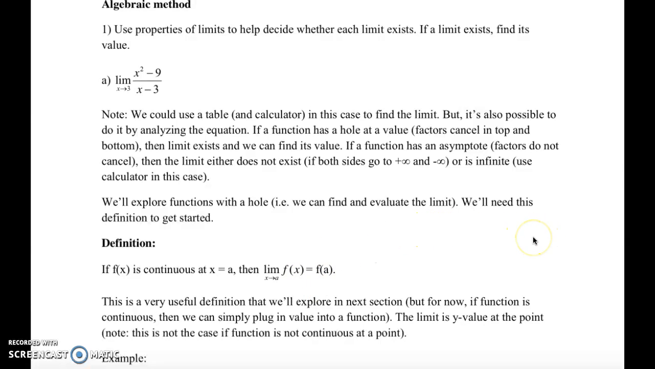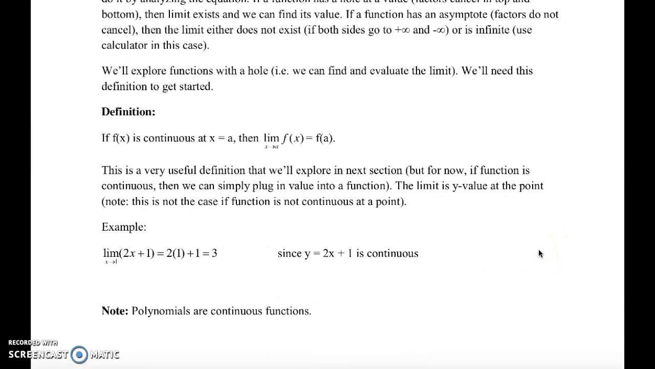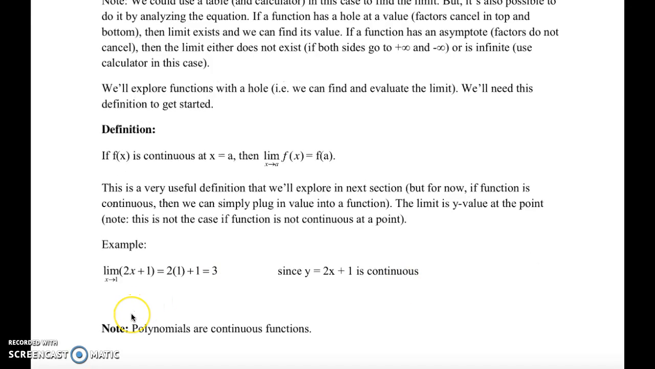This is a really useful definition, but for right now, we're just going to assume that if the function is continuous, we can simply plug values into the function, and we're good. This is not always the case if the function isn't continuous at that point, but we'll explore that later. So let's look at this example: the limit as x approaches 1 of 2x plus 1.